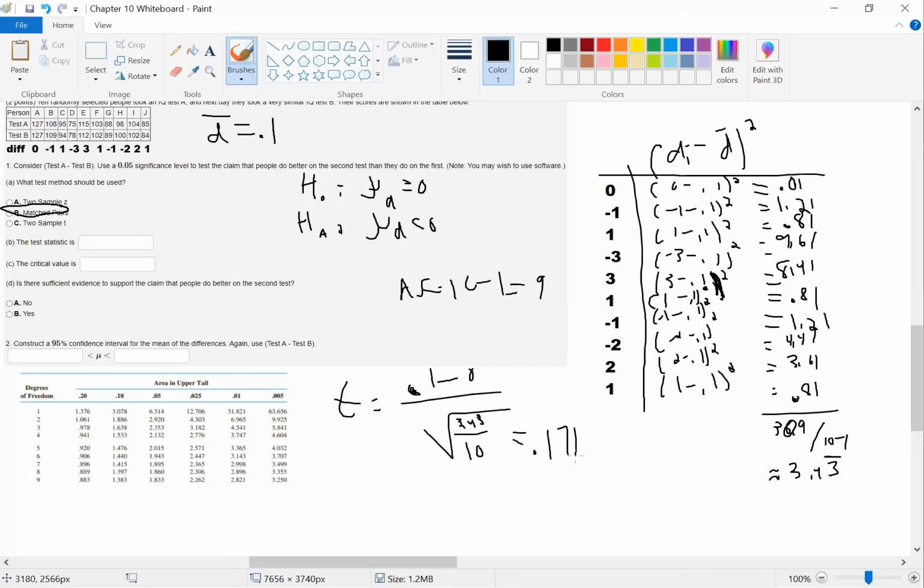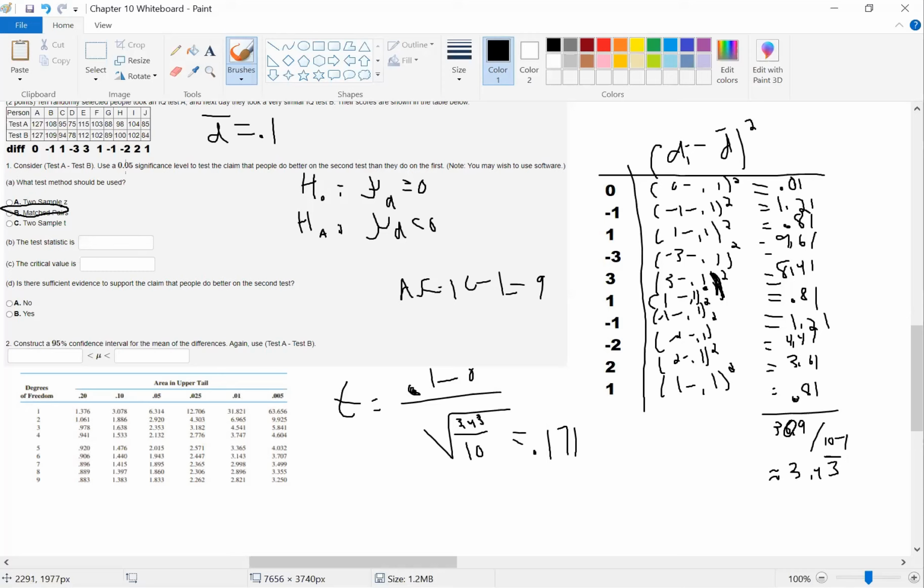Now again, this one is positive. The interesting part here is we're asking if they do better on the second test, even though differences are positive. So if anything, if this did mean something, it would mean they do better on the first test. So here your t-score is going to be positive, but your critical value is going to be negative.